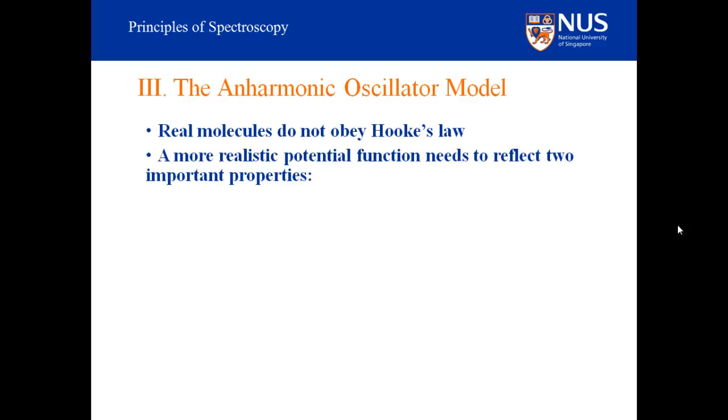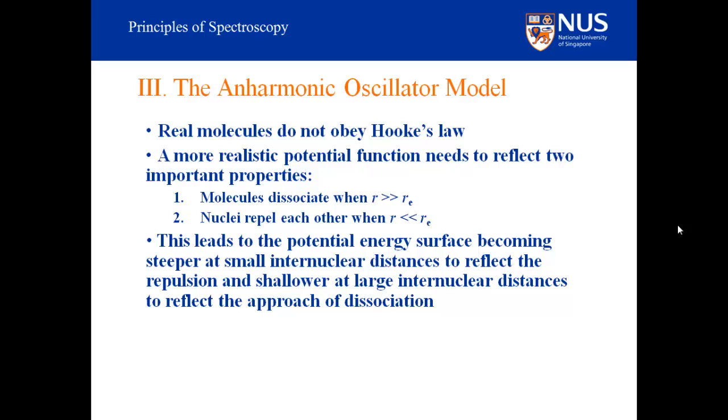We need to introduce a more realistic potential function to reflect two important properties. One, the molecules dissociate if the bond length is much larger than the equilibrium bond length. And two, the nuclei themselves repel each other when the bond gets much smaller than the equilibrium bond length. So the potential is much steeper than you would predict in the harmonic oscillator at small bond lengths.